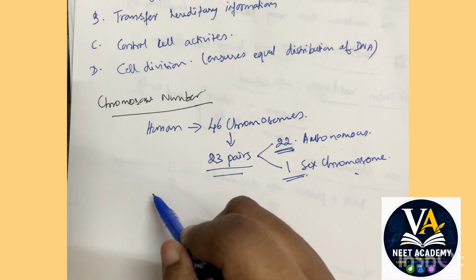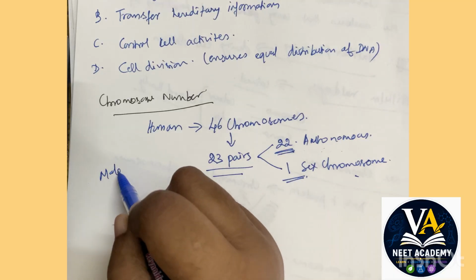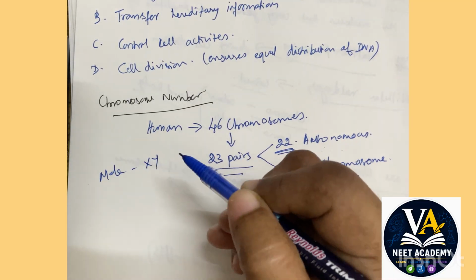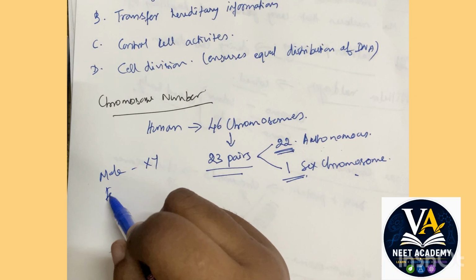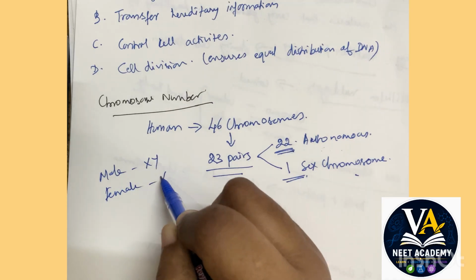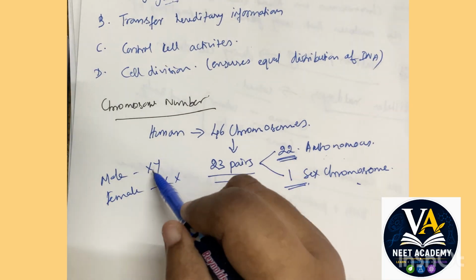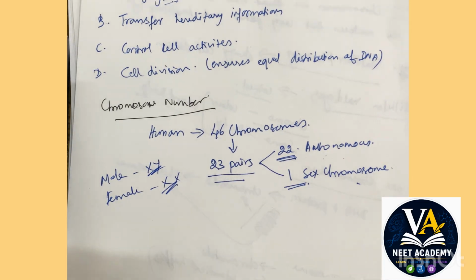Okay. So, males have X and Y chromosomes, females have X and X chromosomes. Now, this is what decides the gender of a person. And that is what we call a sex chromosome.